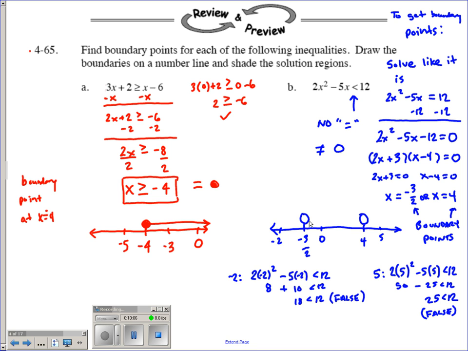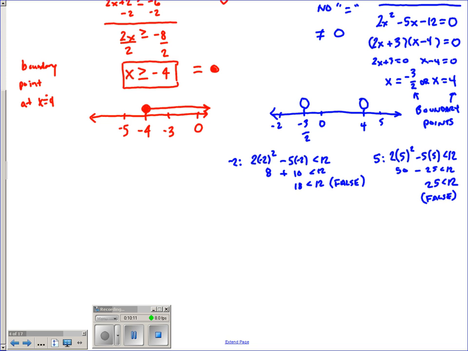So the last part we need to look at is this one. So I'm going to choose 0 here, and I'm going to plug it in. I'm going to say here, for 0, 2 times 0 squared minus 5 times 0 is less than 12. 0 squared is 0. 5 times 0 is 0, so we end up with 0 is less than 12. That is true. That means that this is a solution, and you get to put a little smiley face.